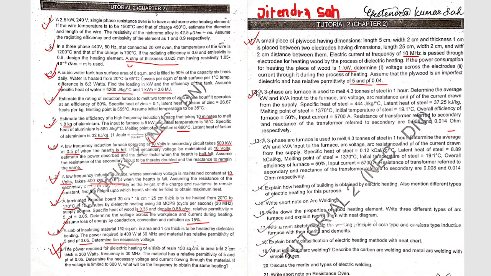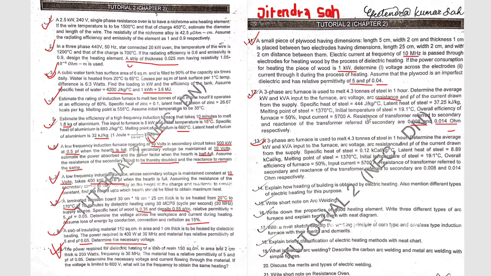Now let's see question number 12. Here in question 12, a 3-phase arc furnace is used to melt 4.3 tons of steel in 1 hour, and determine the average kilowatt and kVA input to the furnace, arc voltage, arc resistance, and power factor of the current drawn from the supply. The specific heat of steel is 444 joule per kg per degree Celsius, the latent heat of steel is given as 37.25 kilojoule per kg, and the melting point is given in degree Celsius. Similarly, the initial temperature is in degree Celsius, and overall efficiency of the furnace is given as 50%, input current given as 5700, and the resistance and reactance of the transformer referred to secondary are given as 0.08 and 0.014 ohm respectively.